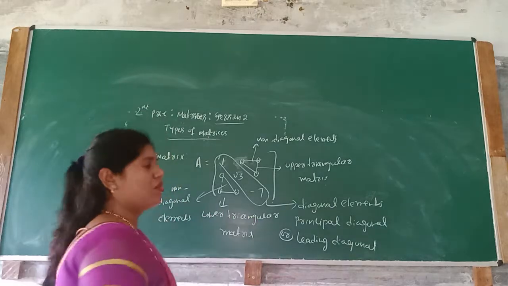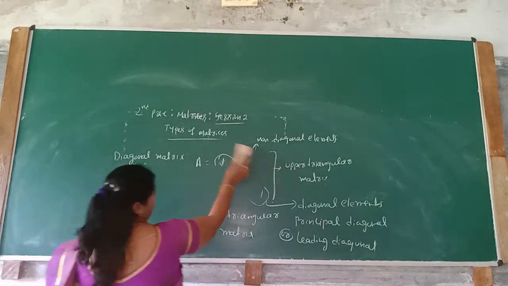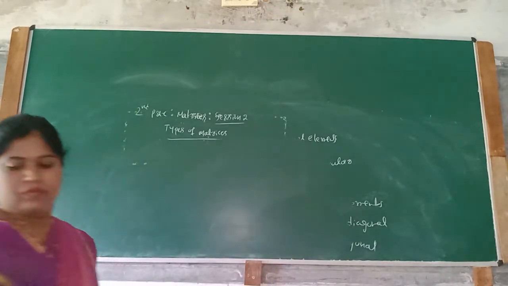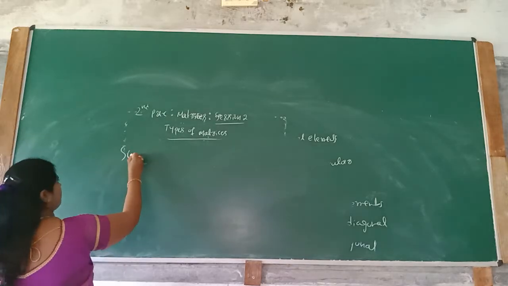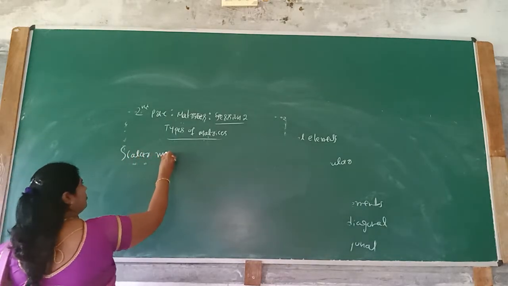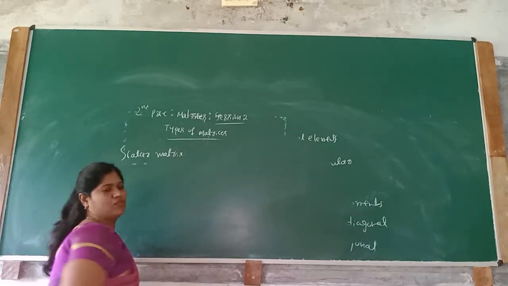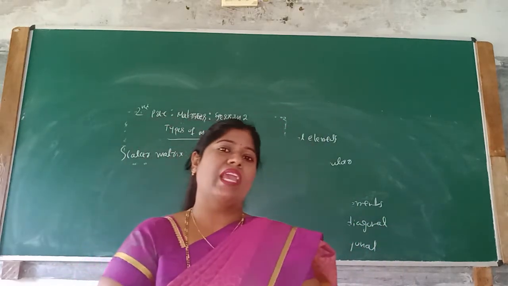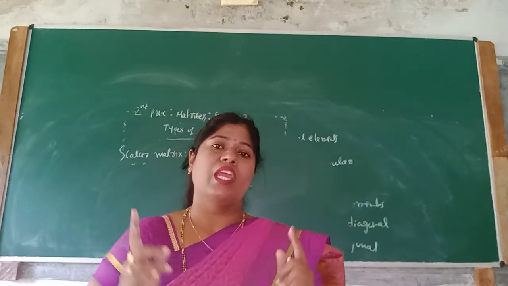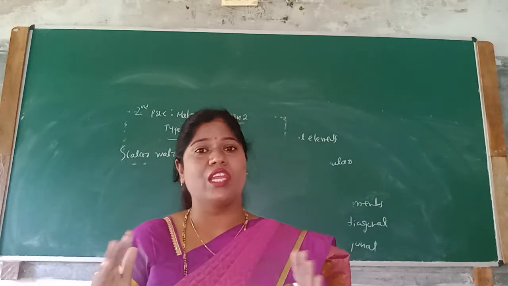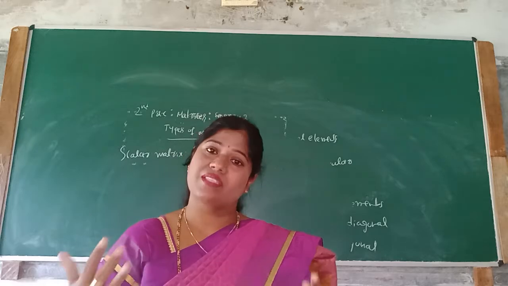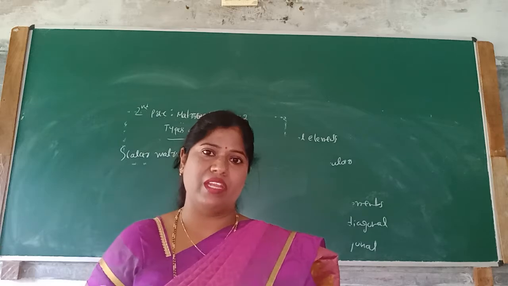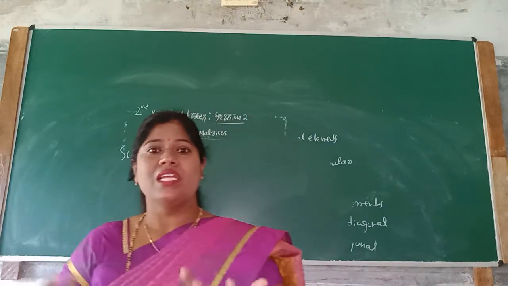Next one is the scalar matrix. A scalar matrix is a diagonal matrix in which all the diagonal elements are equal. The diagonal elements should be the same, and the other elements should be zero, because it is also a diagonal matrix.